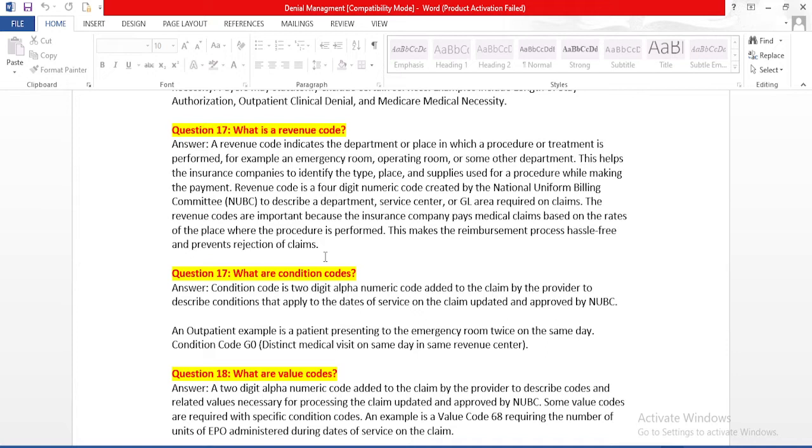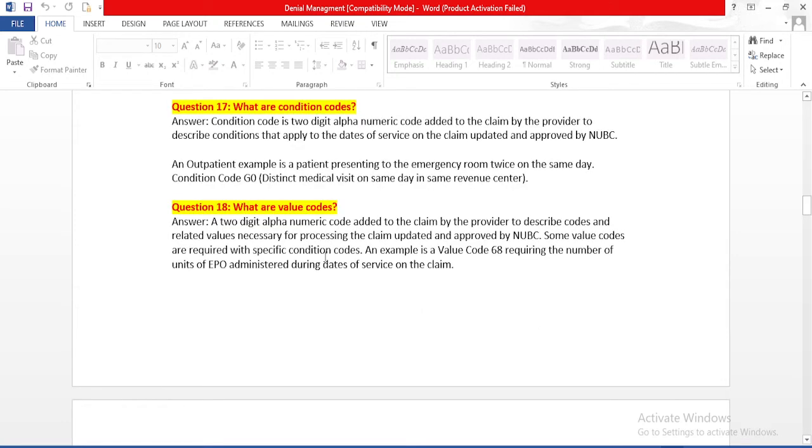So basically, revenue codes are based on the location. So for example, we have one revenue code for emergency room, another for operating room, or another for some other departments. So this helps the insurance companies to identify the type, place, and supplies used for a procedure while making the payment.